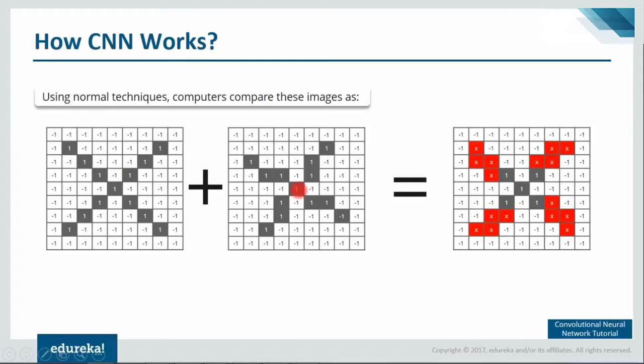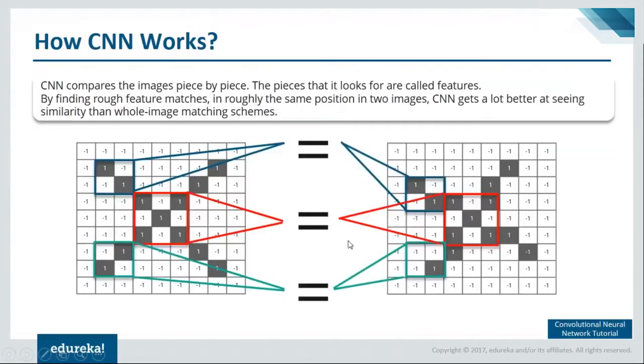So when you go ahead and add the pixel values of both of these images, you get something like this. So basically our computer is not able to recognize whether it is an X or not. Now what we do with the help of CNN, we take small patches of our image. So these patches or these pieces are known as features or filters. By finding rough feature matches in roughly the same positions in two images, CNN gets a lot better at seeing the similarity between the whole image matching schemes.